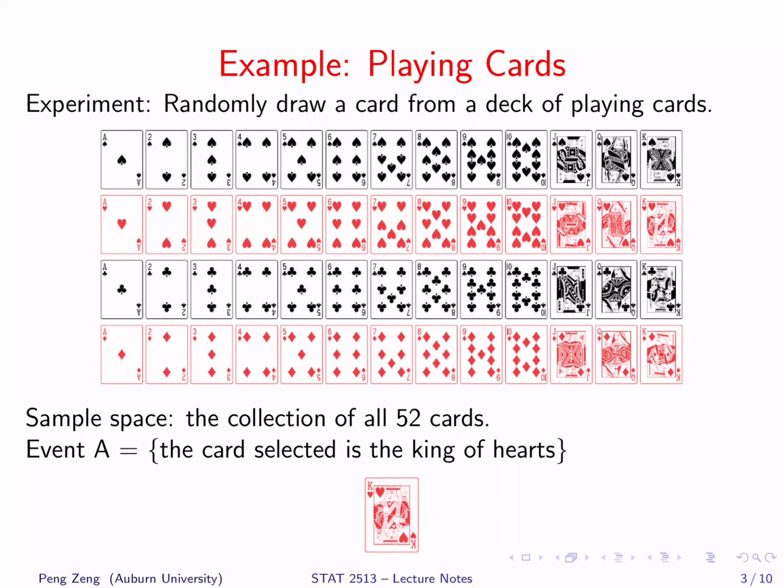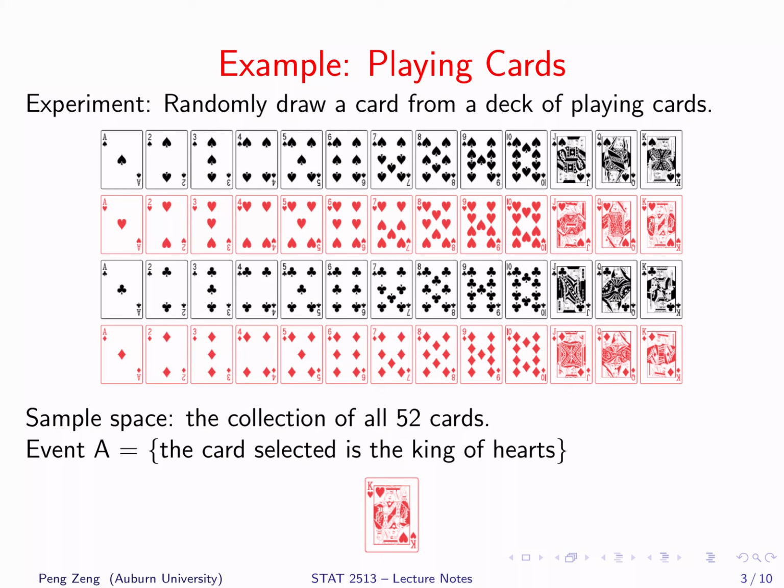Assume that the experiment is to randomly select a card from a deck of playing cards. A deck of playing cards contains 52 cards. It has 13 different values from 1 to K and 4 different suits, including spades, hearts, clubs, and diamonds. The sample space contains all these 52 playing cards.